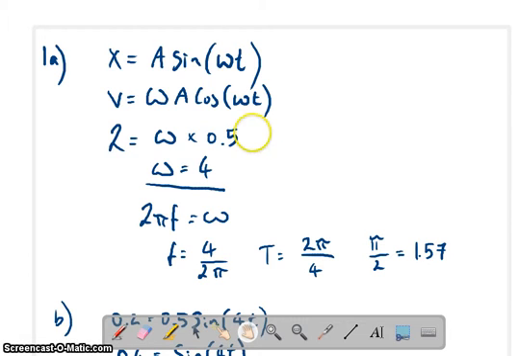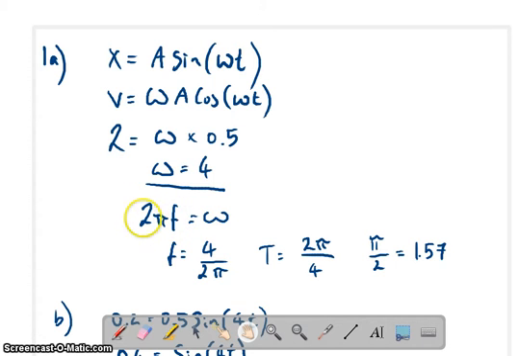So looking at that question, we start off with the speed being 2 when it passes through the center of oscillation. At this point the cosine term is equal to 1, so we can look at our maximum velocity, which is a omega. Okay, so the maximum velocity is omega a. Using that the amplitude is 0.5 and the maximum velocity is 2, we can work out that omega is 4, very simply.